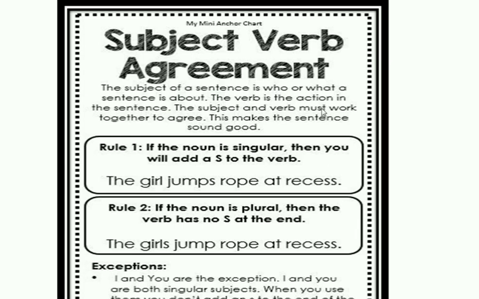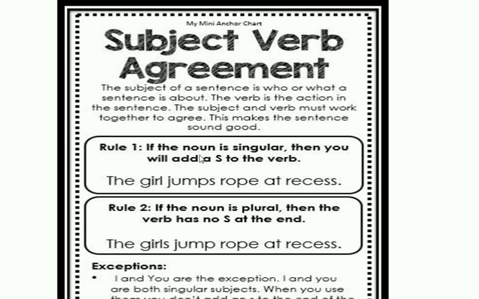The verb is the action in the sentence, right? We just discussed what is subject and also what is verb. The subject and verb must work together to agree, right? This is called agreement. This makes the sentence sound good. When subject and verb agree correctly, then the sentence sounds good, or else we don't have any meaning to the sentence. If the subject and verb do not agree, we don't get a proper meaning to the sentence.